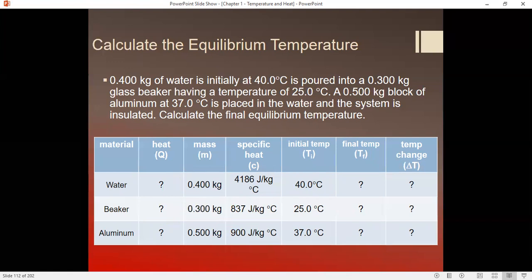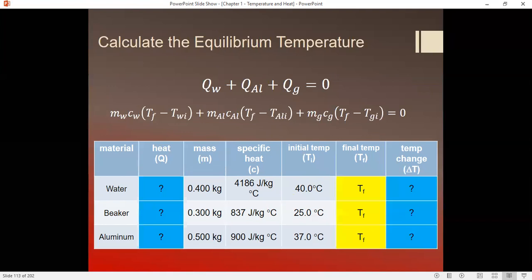All right, let's put this all together, see how far we can get with this. The first thing I can do is try to solve for a final temperature here, okay? I don't know the heat from the water. I don't know the heat from the aluminum. I don't know the heat from the glass beaker, but I know they're going to all add up to be equal to 0. So what I can do here is put them all in the equation and set them equal to 0.